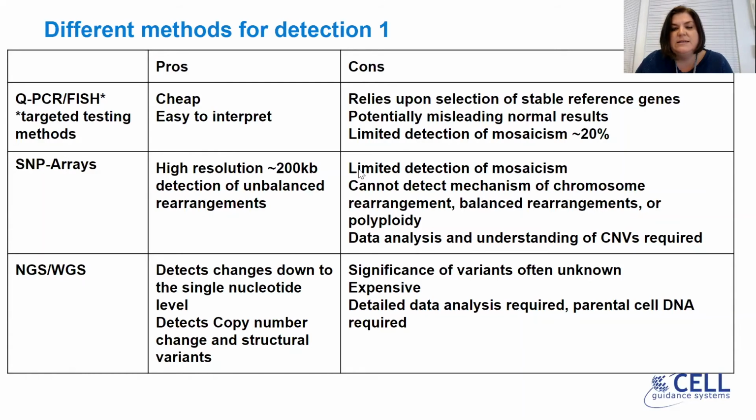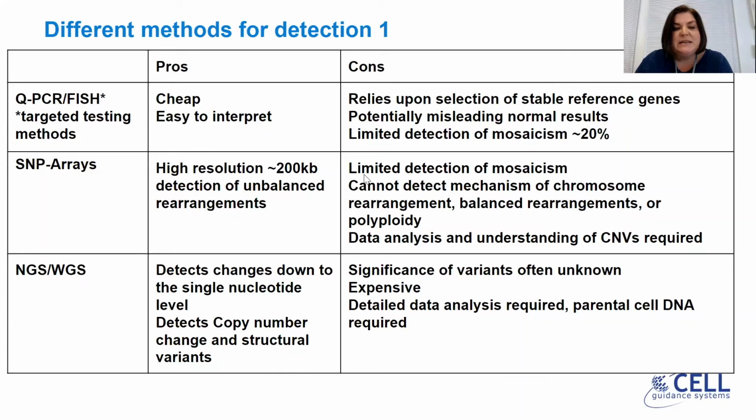With SNP arrays, data analysis and understanding of CNVs, copy number variants, is required. So basically, there are CNVs throughout the genome, and they have varying significance. Some are known to be benign, some are known to be pathogenic, and then there are others which are considered to be variants of unknown significance. So when we're interpreting those results at CellGS, we make sure that we're following the latest US and European guidelines, especially with regard to handling of any copy number variants.